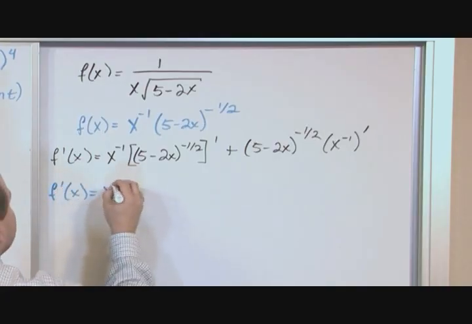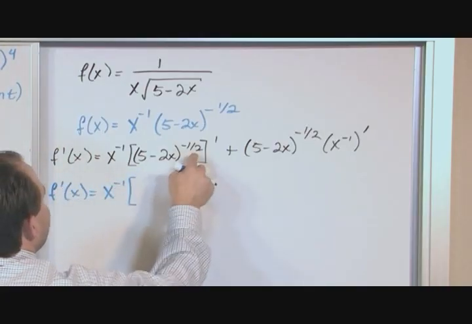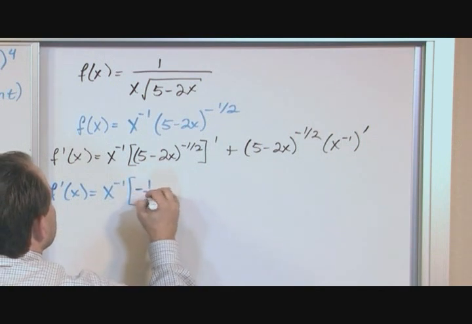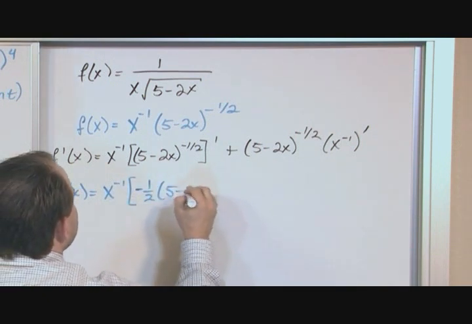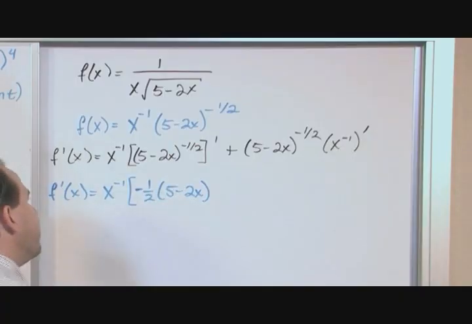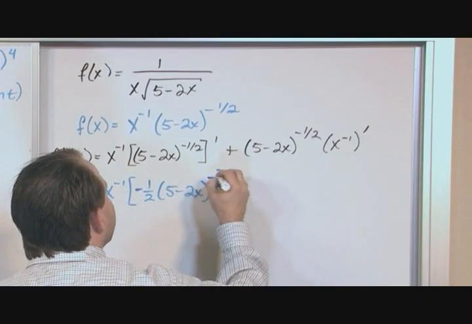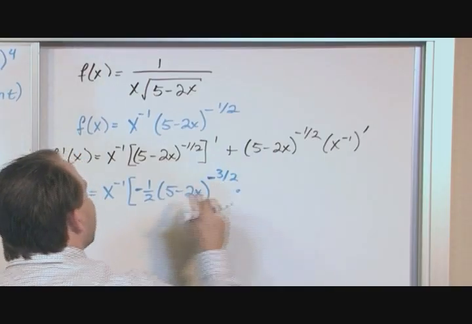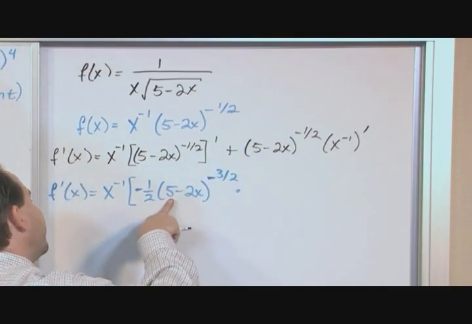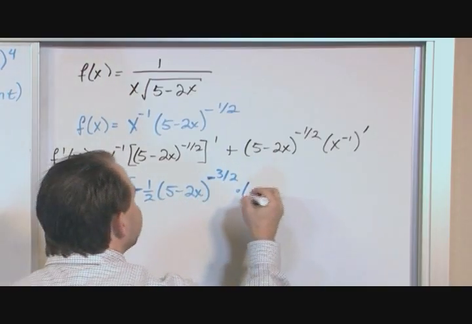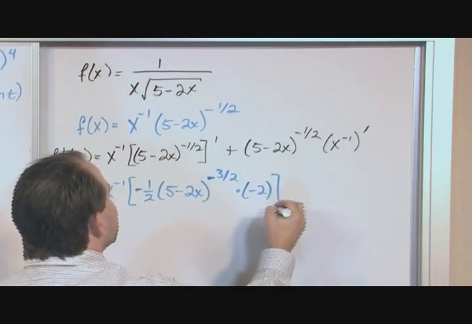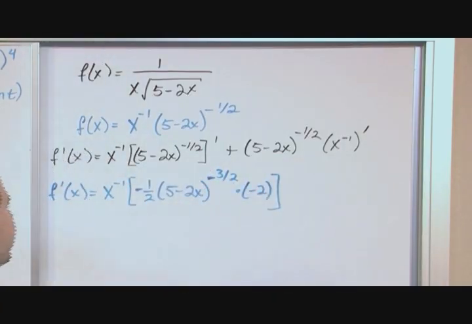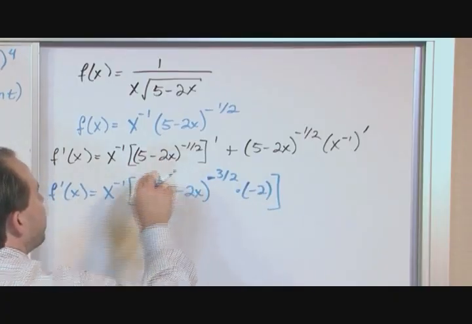I'll have x to the negative 1 on the inside here. I'll bring this negative 1/2 down, 5 minus 2x. What is 1/2 minus 1? If you think about it, 1/2 minus 1 is negative 3/2. But I have to multiply by the derivative of the inside. The derivative of this is 0. The derivative of this is negative 2. So that closes off this derivative here. This was the chain rule. I used the chain rule for this part of it.